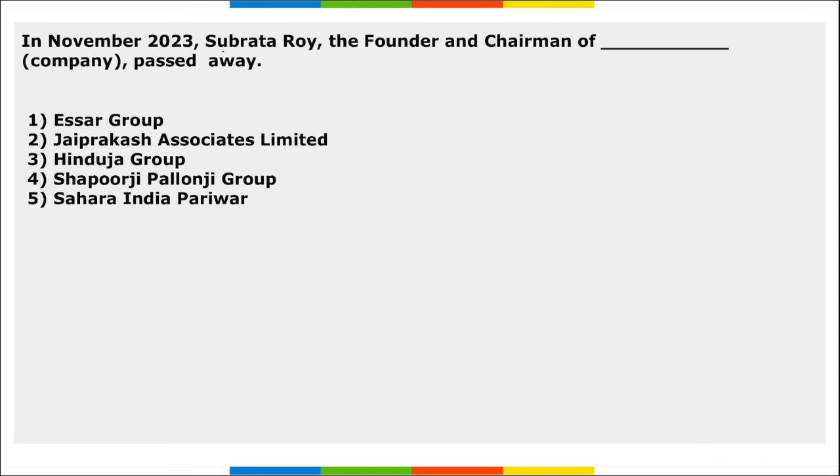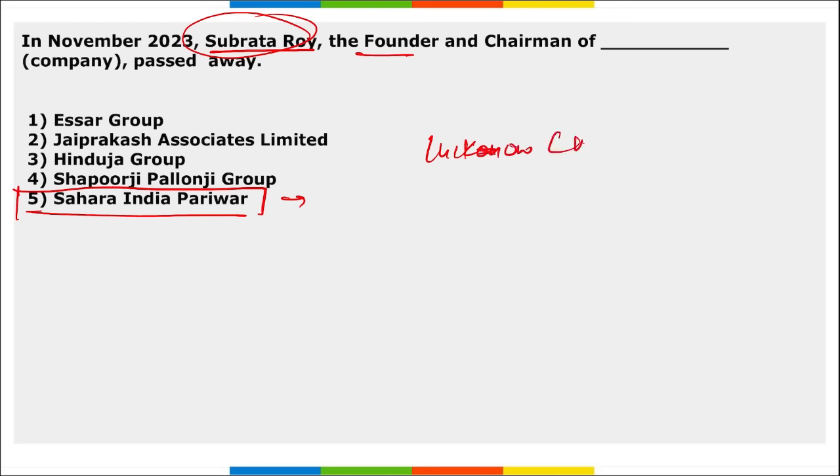Next, in November, Subrata Roy, the founder and chairman of Dash Company, passed away. So Subrata Roy recently, and he was very famous for his company Sahara India, right? This company turned out to be a failure, but remember, Subrata Roy, the founder and chairman of Sahara India Parivar, recently passed away, and he is the founder and chairman of Lucknow UP, correct? And he passed away at the age of 75 in Mumbai, Maharashtra.